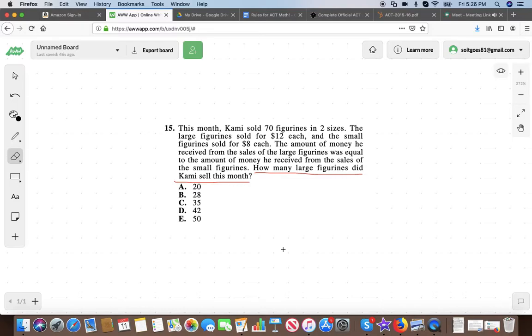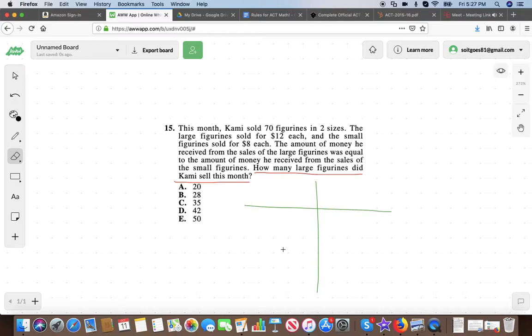What I really recommend doing, though, is making this concrete, dealing with actual values, and this is rule number one. If we can do this by just testing actual numbers and not worrying about setting up an equation, we can't mess it up. We know, for example, that he sold 70 figurines total. The large ones go for 12, the small ones go for 8. And the question is, how many large figurines did he sell? When I'm testing values, I love doing T-charts. Let's do a T-chart here.